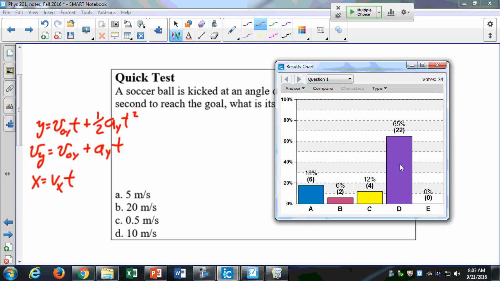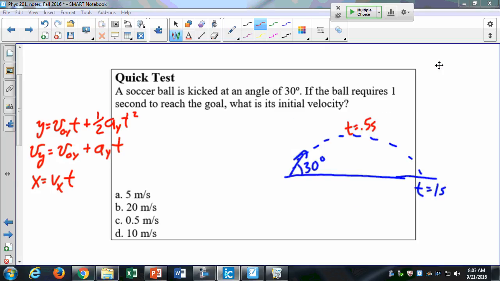Okay, good. A lot of you have put A, but D is the right answer because of what I had said. Let me show you how you do this. Which of these equations could I use? First, second, and third. What did y'all use?